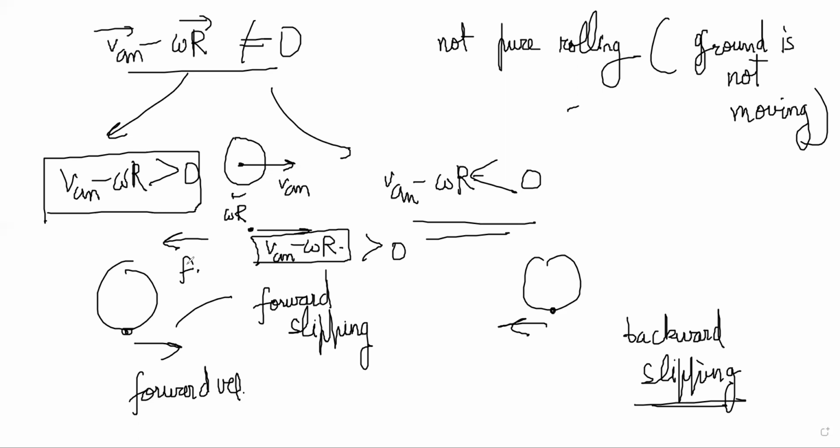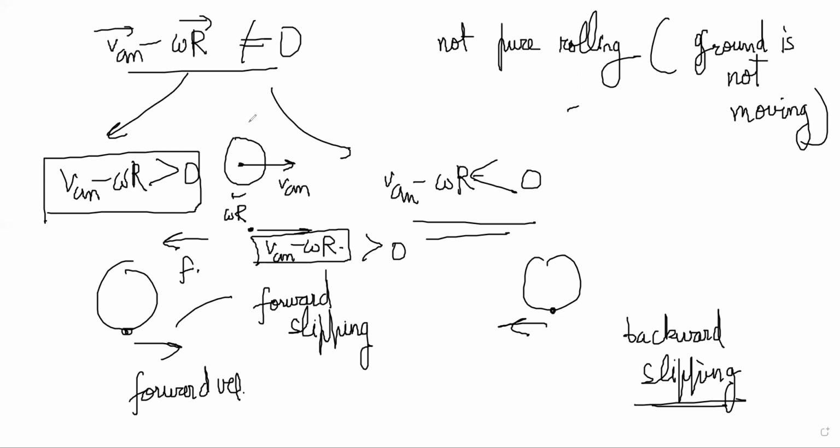That kinetic friction is going to bring you to rest eventually, because there was relative motion between the surface and the tire. If VCM minus omega r was equal to 0, then you are at rest with respect to the surface, and therefore no kinetic friction will act. So this is an example when the car skids while trying to brake. It is not able to reduce its VCM fast enough, so it starts skidding with forward slipping.